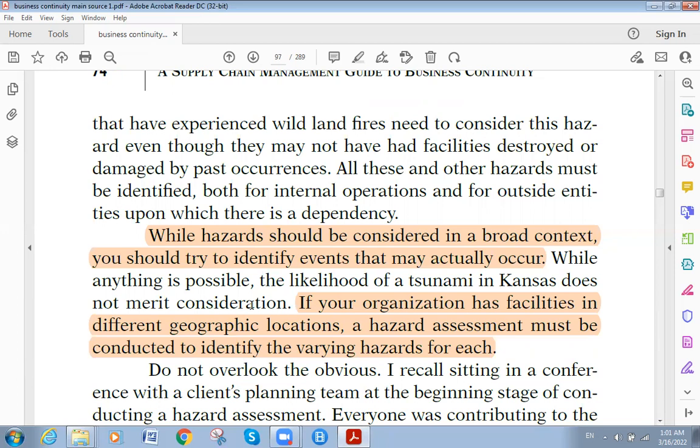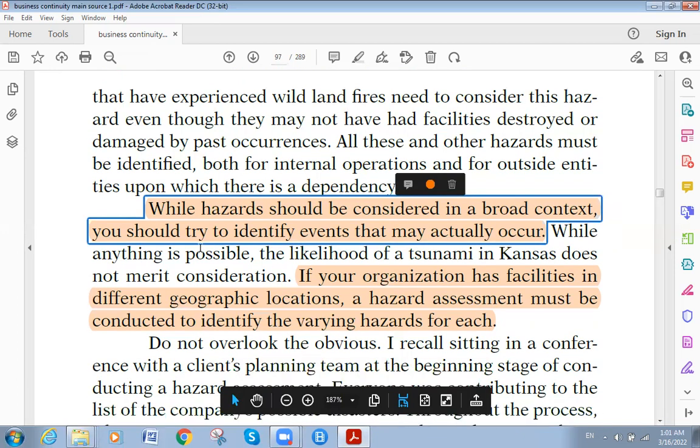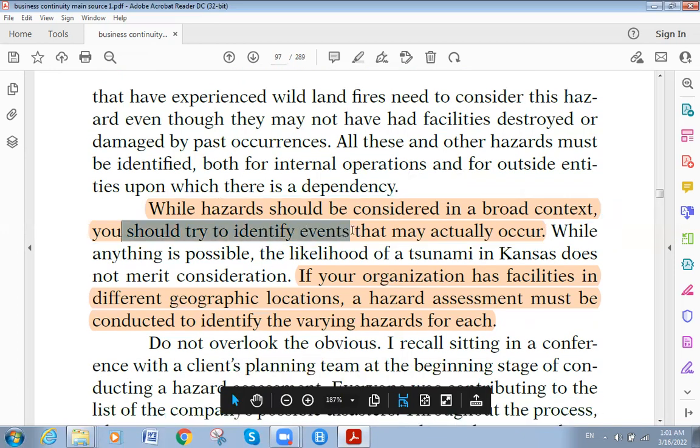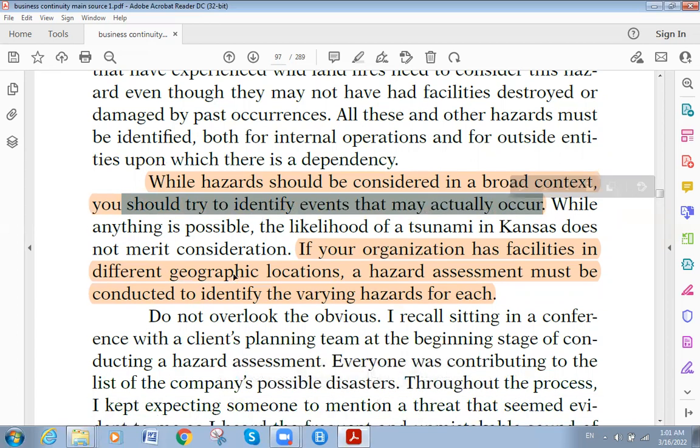So even the prediction about the future is always missing a part. Prediction about the future will never be accurate. So while hazards should be considered in a board context, you should try to identify events that may actually occur.